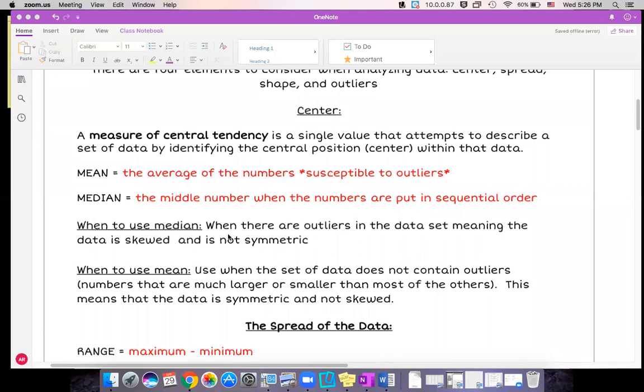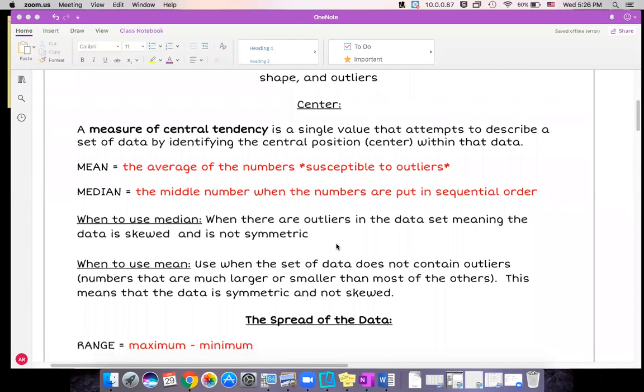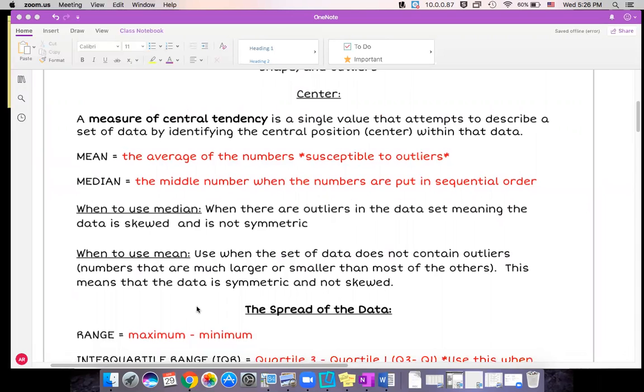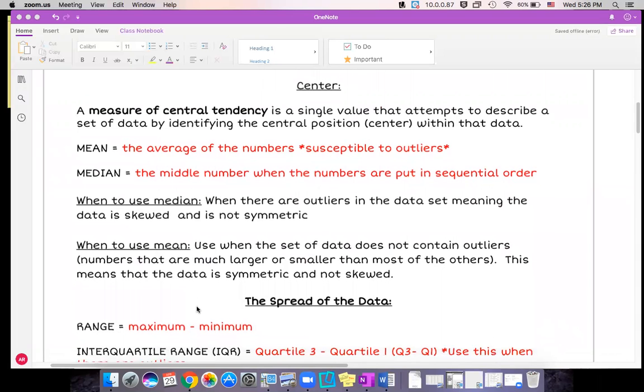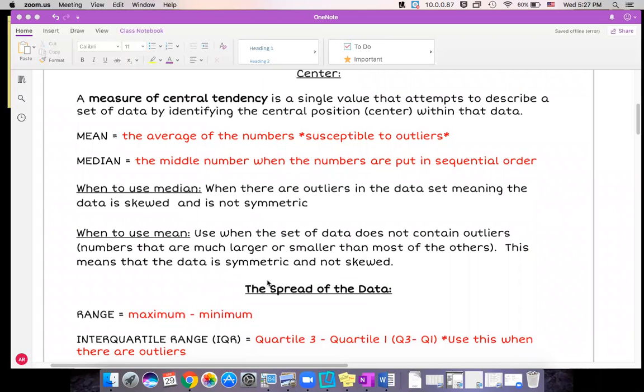So when to use the median: when there are outliers in the data set, meaning the data is skewed or not symmetric. If you have outliers, you want to use the median. When to use the mean: use it when the set of data does not contain outliers or numbers that are much larger or smaller than most of the others. This means the data is symmetric and not skewed. So if you do not have outliers, you want to use the mean.